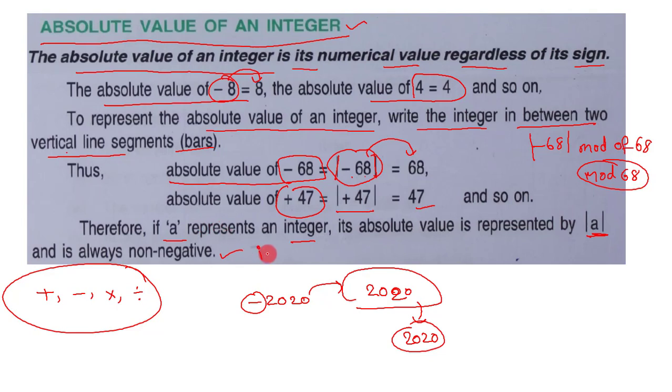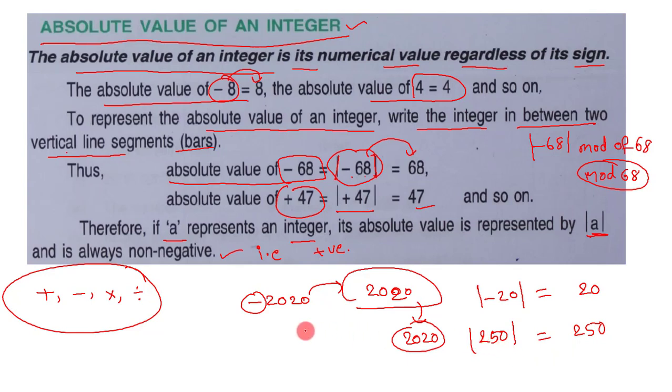Non-negative means always positive. That means the absolute value of every integer is always positive. If you take a negative integer, minus 20, then what is the absolute value of minus 20? That is mod 20. What is the value of mod 20? It is positive 20. No need to represent the positive sign. And what would be the absolute value of 250? Mod 250 is 250.